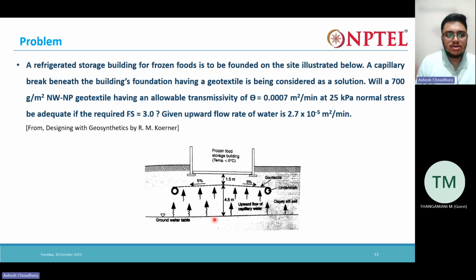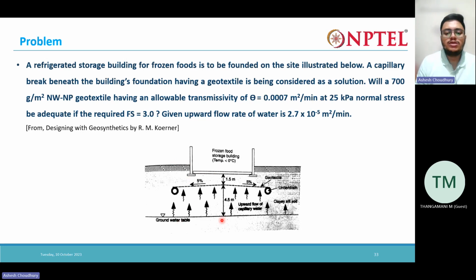So here was another problem. Here we have a frozen food storage building where the temperature is less than 0.5 and the groundwater table is there, and it was observed that there is upward capillary flow of water. If the water actually reaches this portion, and the temperature here is very low, what will happen? The water will freeze. If water freezes, it's going to expand, and it will actually damage the structure and cause problems.